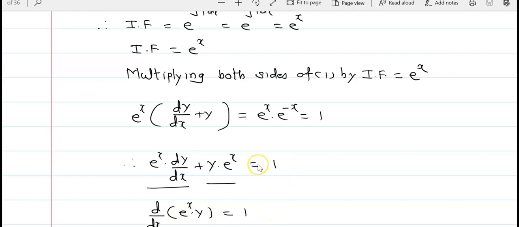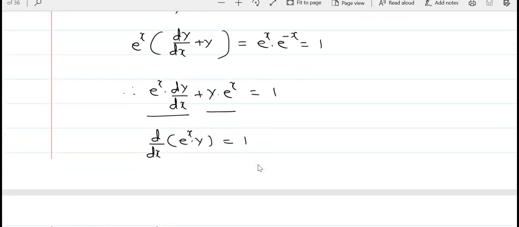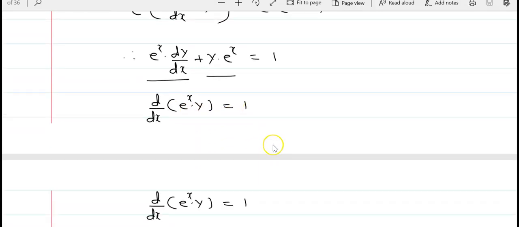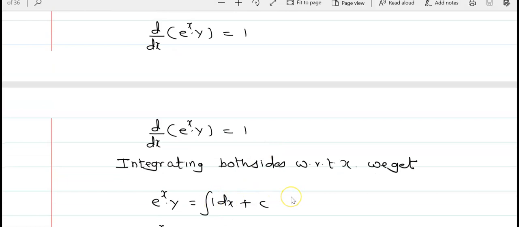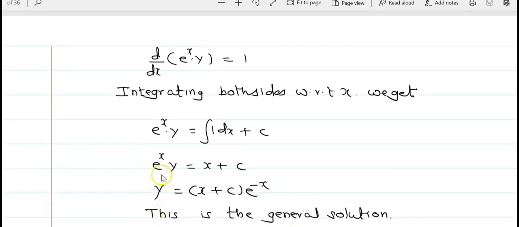Now integrate on both sides, then the differentiation sign and the integration get cancelled. You will get e raised to x into y is equal to the integral of 1 dx plus c. That is, the integral of dx is x plus c. Therefore, multiply on both sides by e raised to minus x. Therefore, y is equal to (x plus c) into e raised to minus x. This is the general solution.